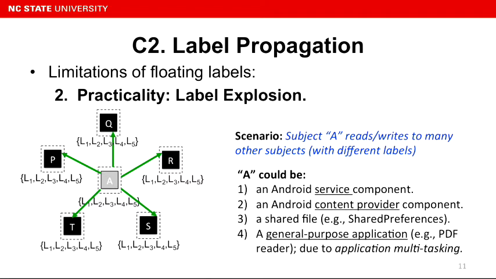And this problem is especially serious on Android because on Android, the component A could be anything. It could be a service or a content provider component. These are actual Android components that are shared amongst applications. It could be a file that is shared by multiple instances of the same application, irrespective of whatever secrecy context they're in. And it could also be a general purpose application like a PDF reader or an image editor that's called from many different secrecy contexts by other applications. So this problem of label explosion is really drastic on Android.